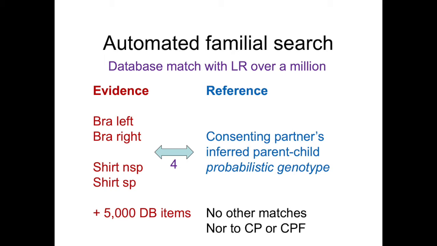Listed on the left in red are 4 evidence items, 2 from the bra and 2 from the shirt. All 4 of these were matched by the automated TrueAllele familial search database to the consenting partner's inferred father genotype. This demonstrates the sensitivity of the automated familial search mechanism. Moreover, another 5,000 DNA database evidence items did not match either the consenting partner or his father. This shows the specificity of the automated familial search database approach.